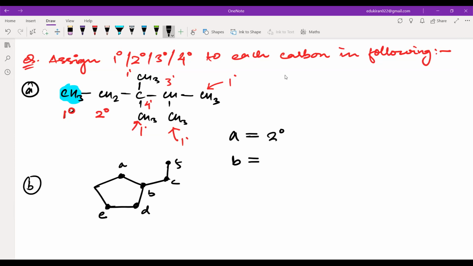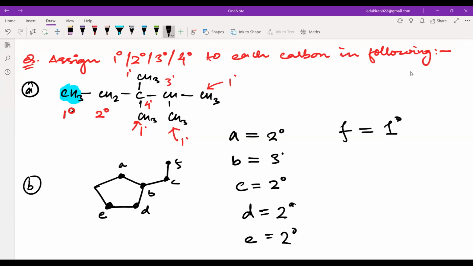B: 3 degrees. Then we have C: 2 degrees. What about D? 2. What about E? 1. Oh, E, okay, 2. What about F? 1 degree. Okay, fine.